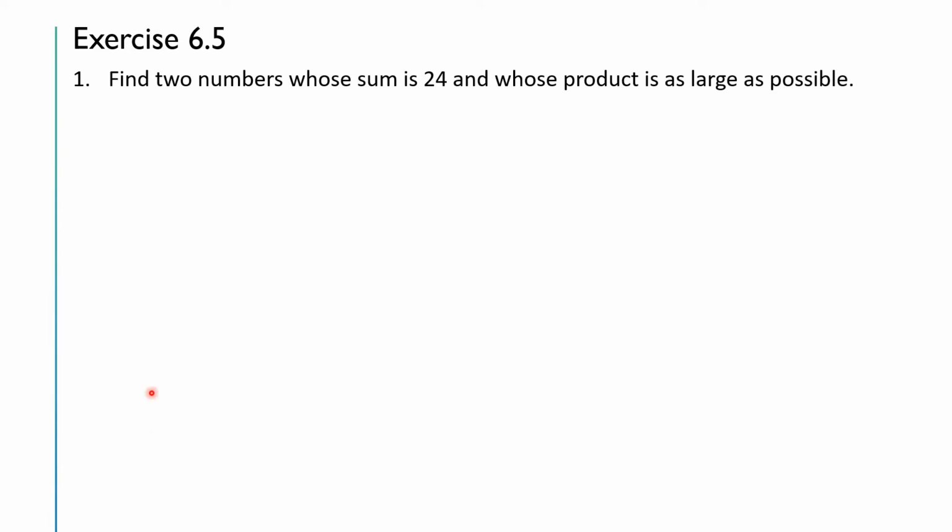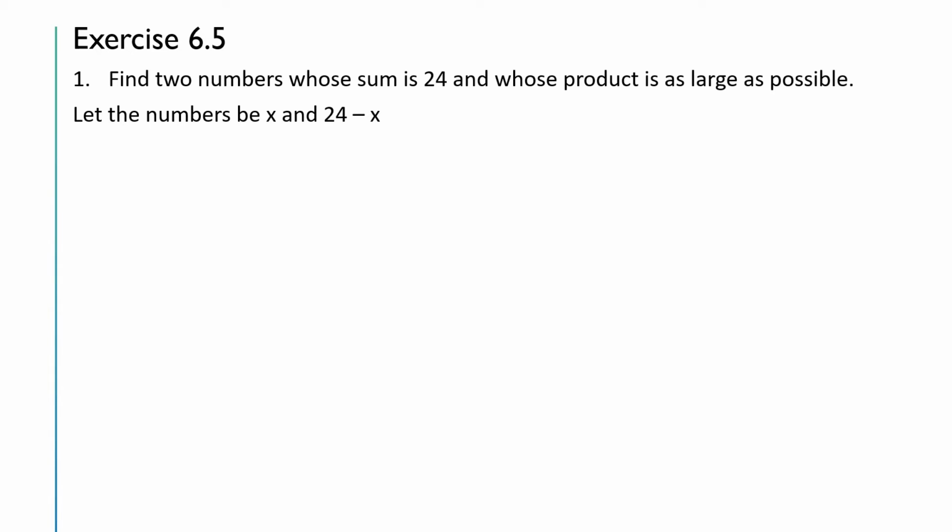12 by M.L. Agarwal. The first question: find two numbers whose sum is 24 and whose product is as large as possible. So we have to find the numbers whose sum is 24 and whose product is maximum. So first, let the numbers be x and 24 minus x.